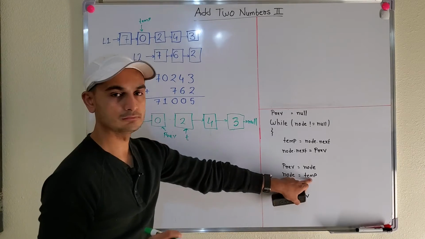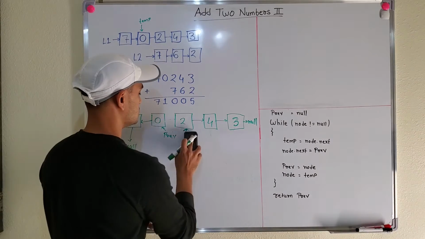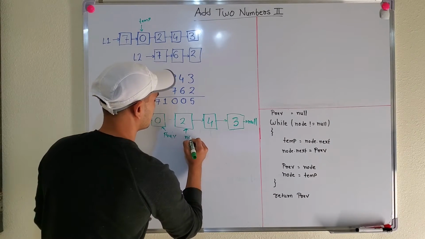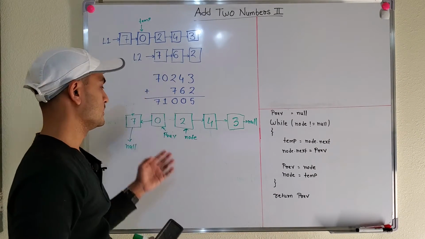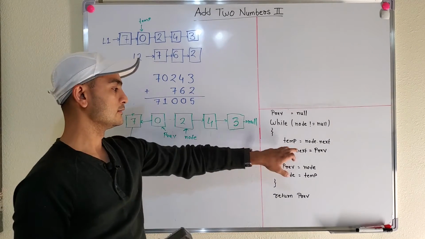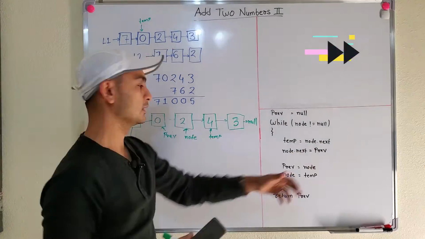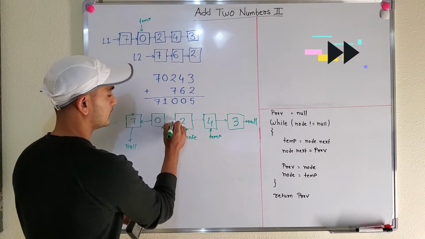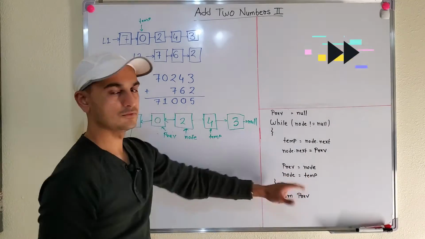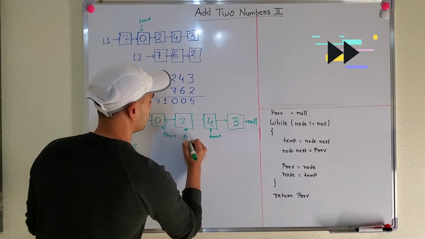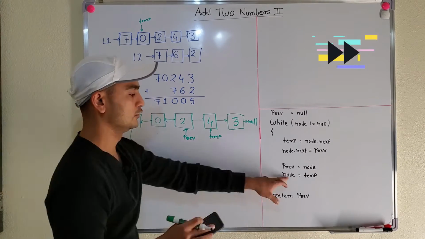And node goes to the next node. So node comes here. And again, we continue it. So we record the temp, which is node.next. We just store this in temp, and node.next becomes previous. Then we just update the variable. So previous becomes node, and node becomes temp.